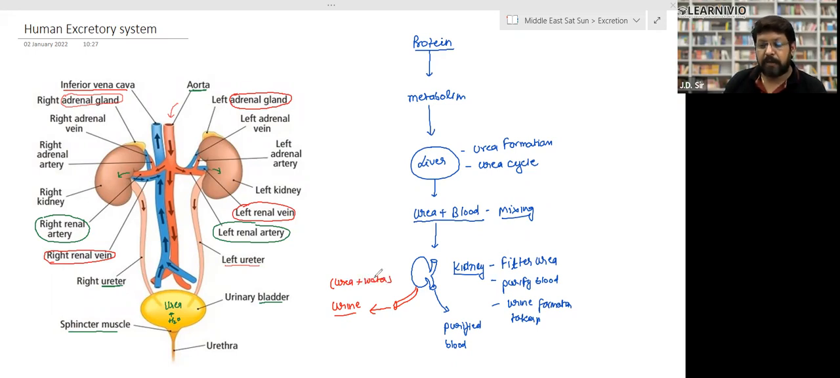So every time blood goes into the kidney, it takes some amount of water from the blood. That's why water deficiency takes place, and we keep on drinking water because the water is getting deficient in our body, right? That's how urine forms and starts getting collected.